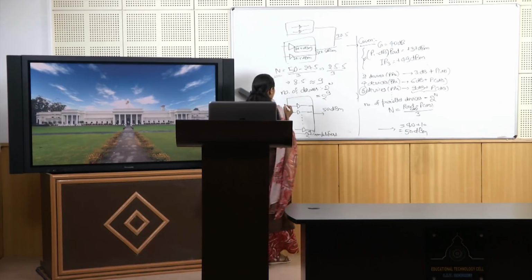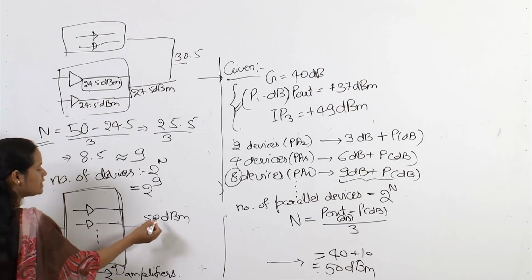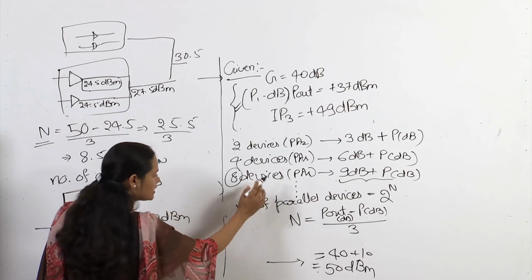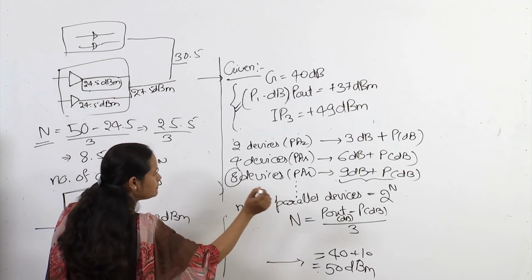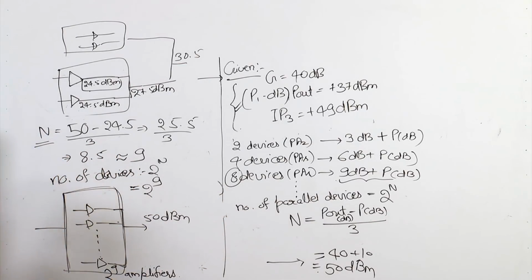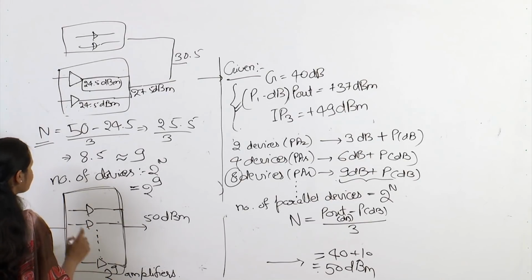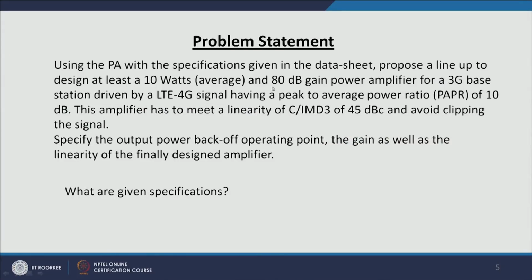So, anyhow we are able to calculate here our last stage, and this last stage is able to give us 50 dBm of the output signal, so that our signal is not clipped. It is able to give us 40 dBm average power or 10 watt average power as was required. Moreover, what was our other requirement here? The other requirement is that we have to have 80 dB gain from this power amplifier.